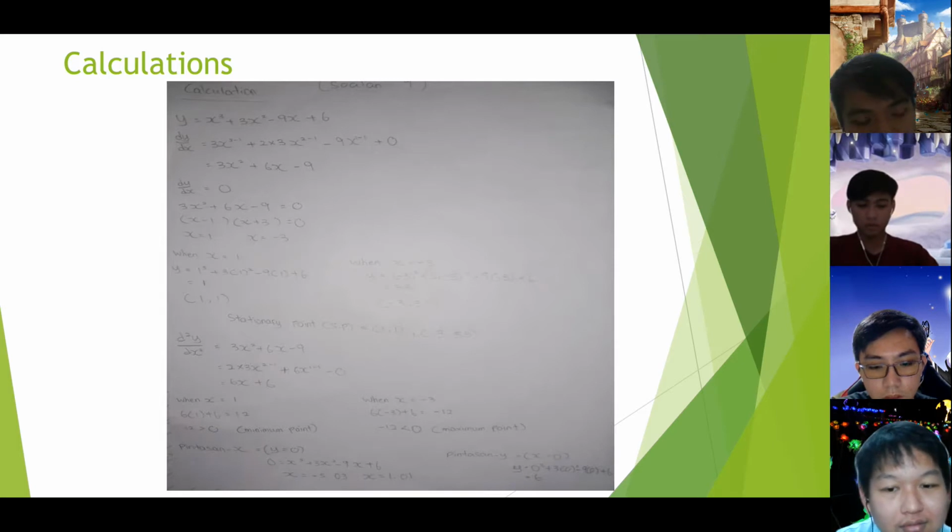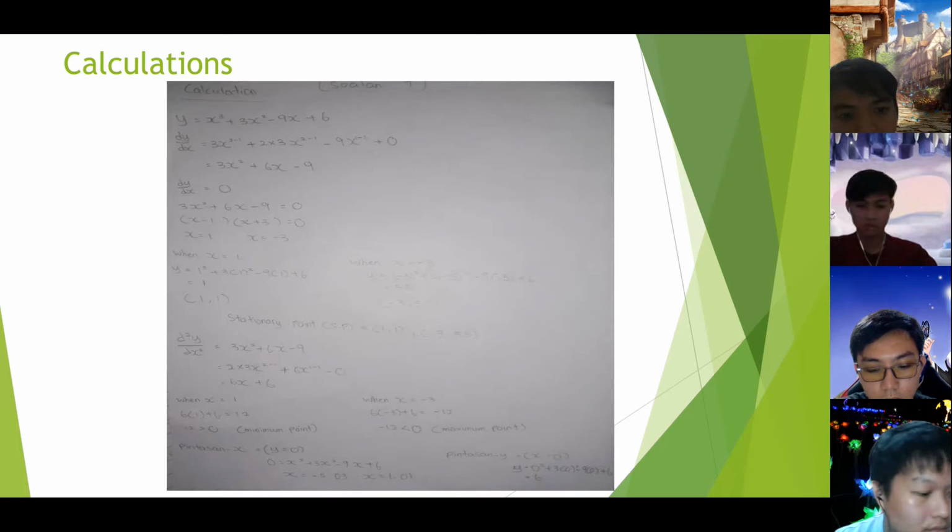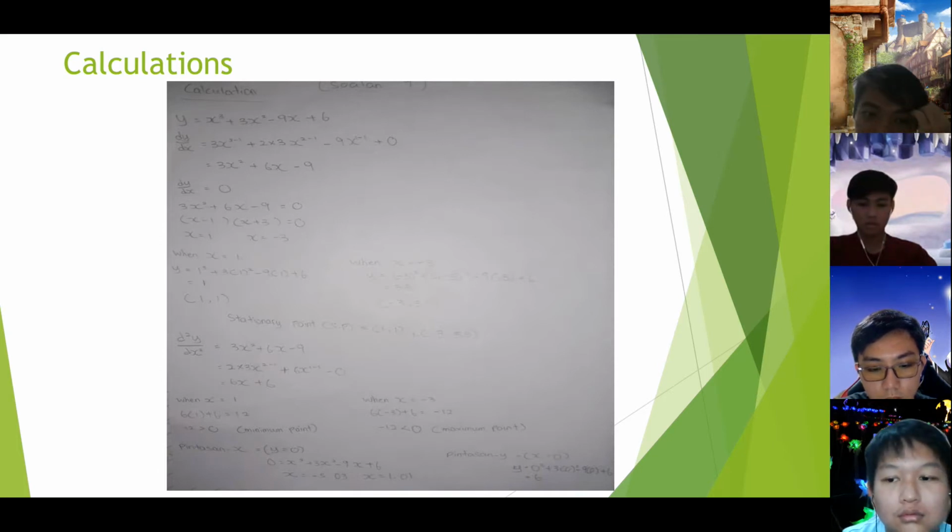Then to find the maximum point or the minimum point, we should do the second dy/dx, and when x is equal to 1, the second dy/dx gives a minimum point, and when x is equal to -3, it will be a maximum point.